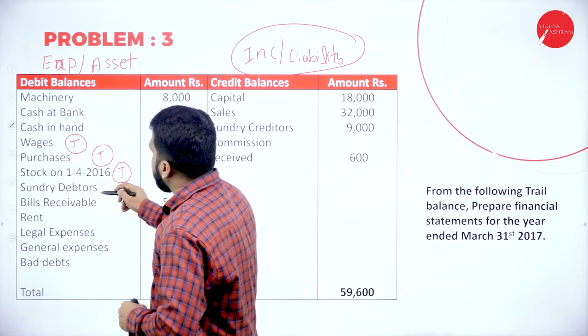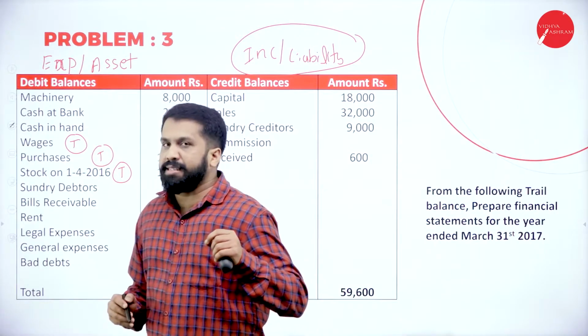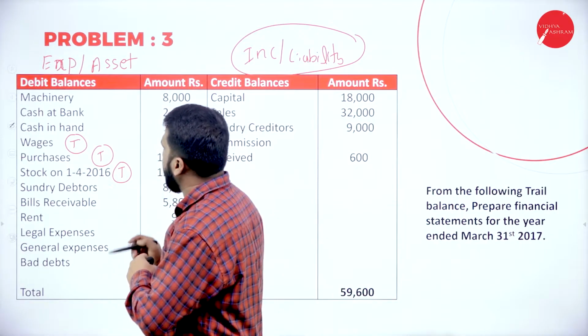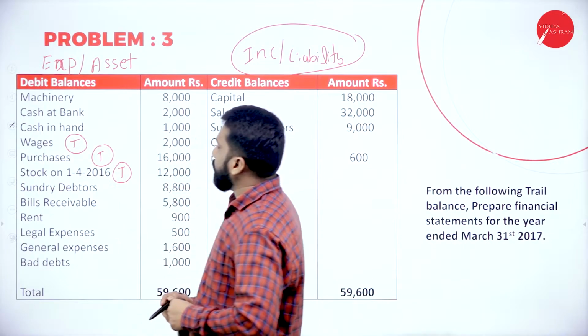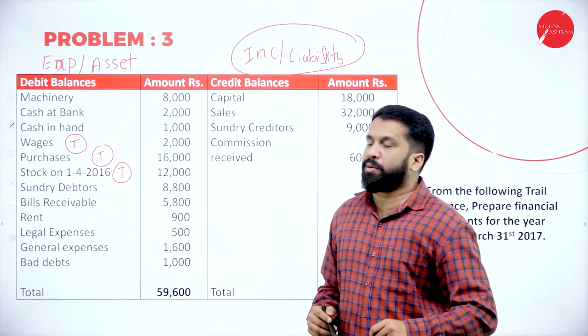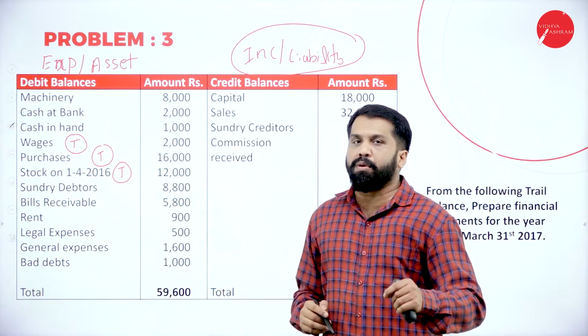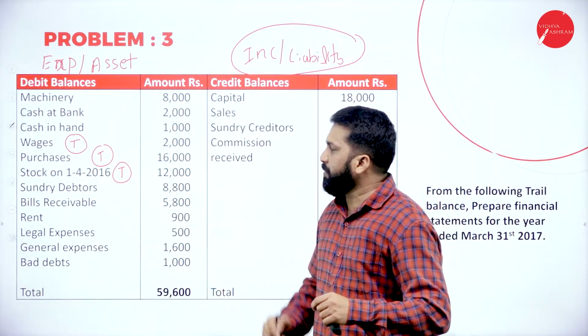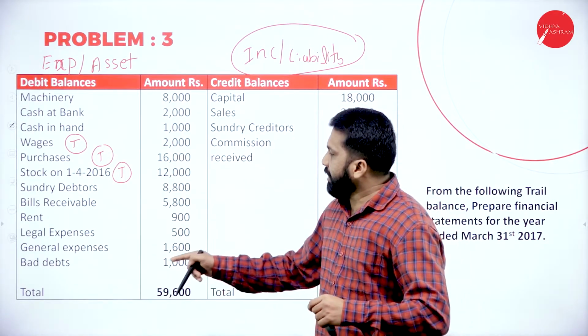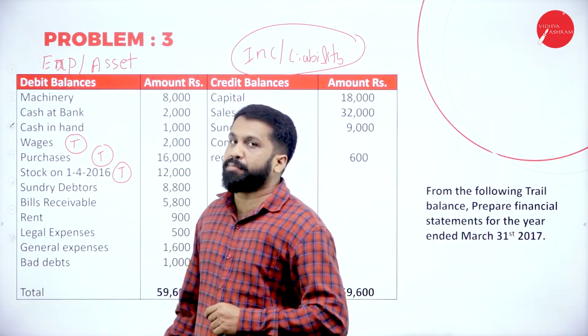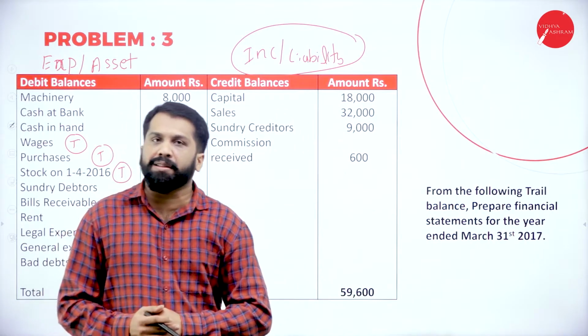Now, sundry debtors is asset, bills receivable asset. Rent comes under profit and loss account. Legal expenses, profit and loss. General expenses, profit and loss, as well as your bad debts also comes under profit and loss account.